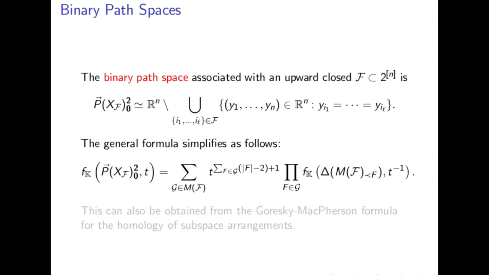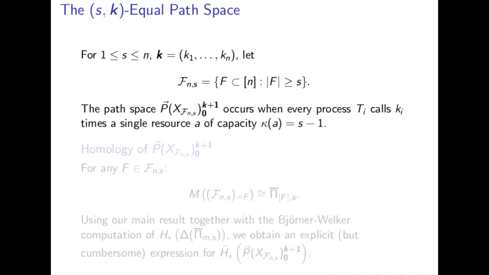A slightly more complicated example is the S_k equal path space. This path space occurs when all the processes call k_i times a single resource, but this time the capacity of this resource is just s minus 1. In the Raussen-Ziemiański, the capacity was 1. But in this case, the capacity is at least s.